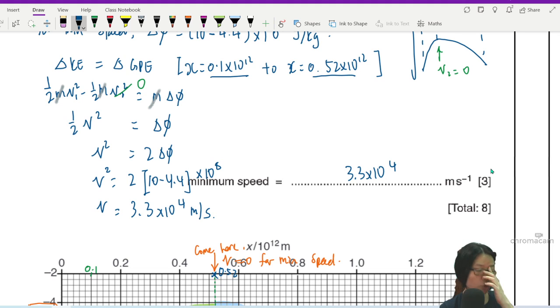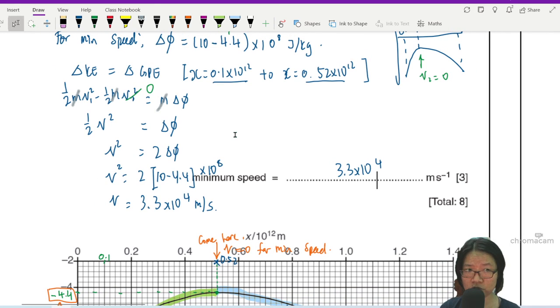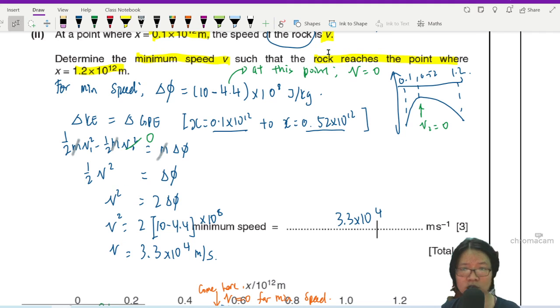So we don't need the mass. Very much like your AS questions, whenever you do conservation of energy, especially between kinetic and potential, the mass will cancel out because it's the same object. It's purposely like that. Physics is beautiful. So in a nutshell, if you want to find minimum speed, I just need to get it to the turning point. After that, the gravity of the other field will take over.